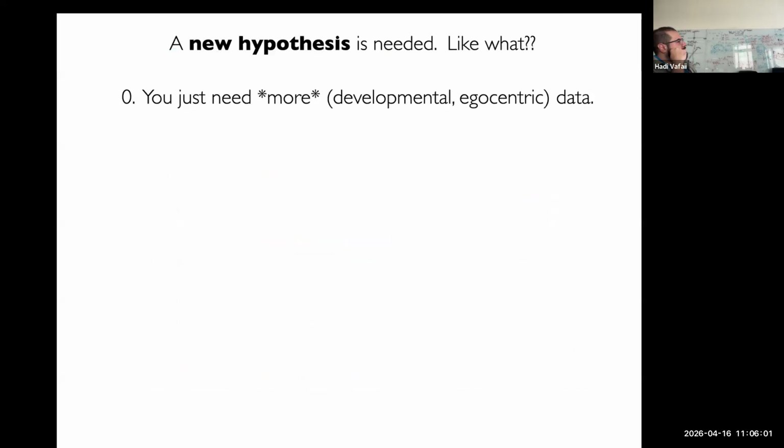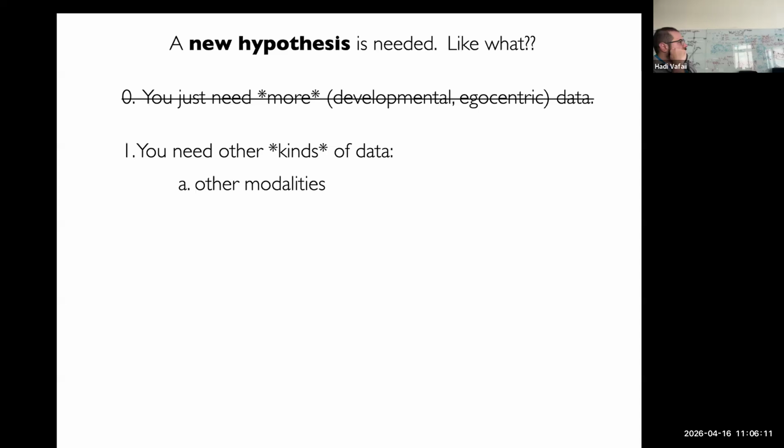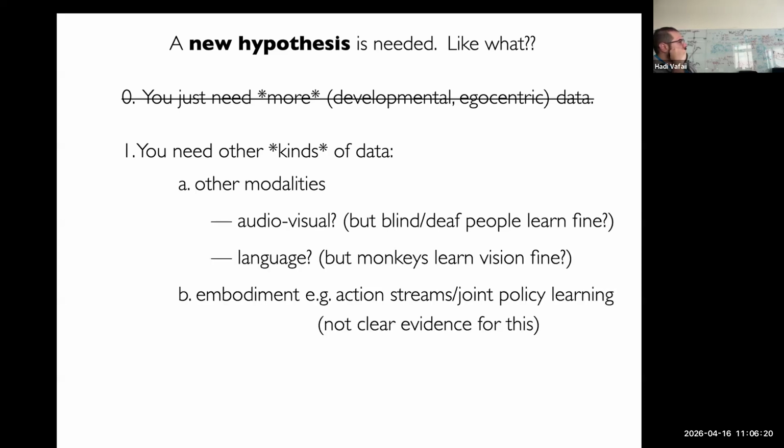Okay, so now, let's say we think it's not just that you need more data. It's not that the same algorithm with more data is going to be enough, but maybe you need other kinds of data, like other modalities. And what you just said is an example of other modalities, and it happens to be available in that data set, so maybe you could show that. Or maybe you need things like audio-visual or language or whatever.